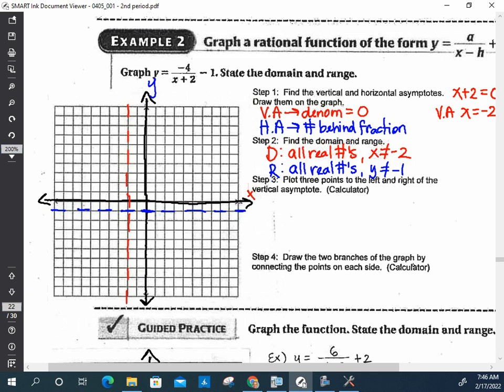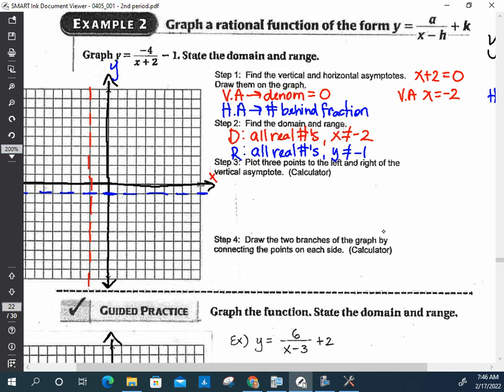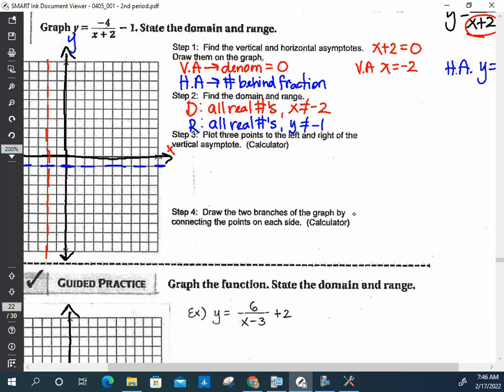Now it's time to get the table. So when you get your table, since -2 was your vertical asymptote, in your table, you're going to see -2 and the error message. Yes, your vertical asymptote is always the error message. So you need 3 numbers above it and 3 numbers below it. So let's go ahead to the graph.